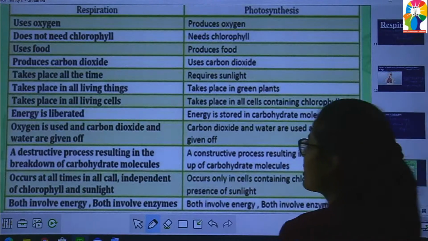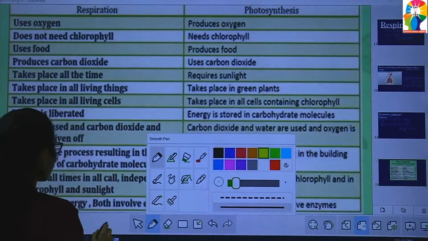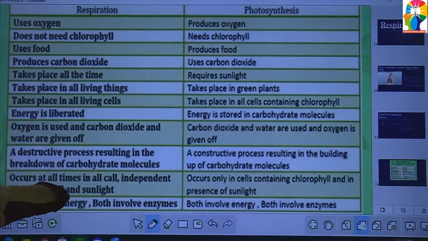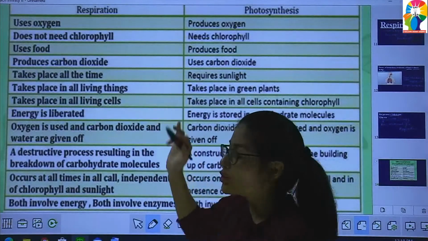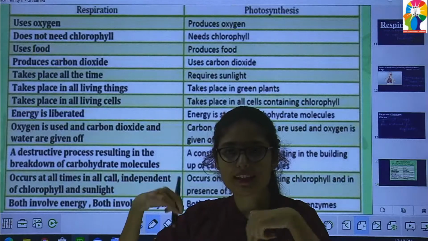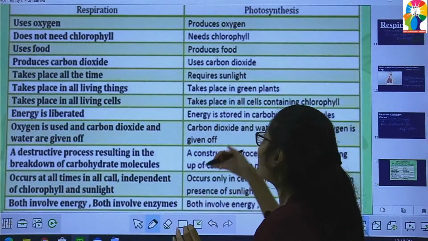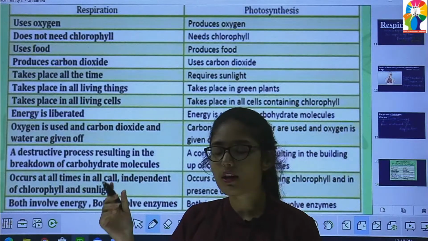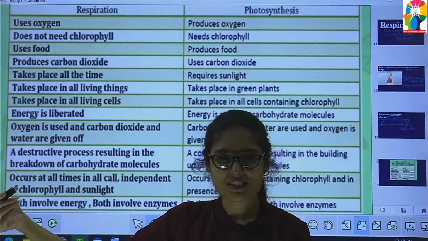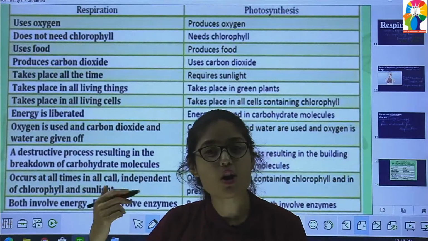Okay. So what is respiration? In respiration, you use oxygen. You inhale the oxygen that is present in the atmosphere, and in photosynthesis, you produce oxygen. Plants produce oxygen. We do not do photosynthesis. So plants produce the oxygen.